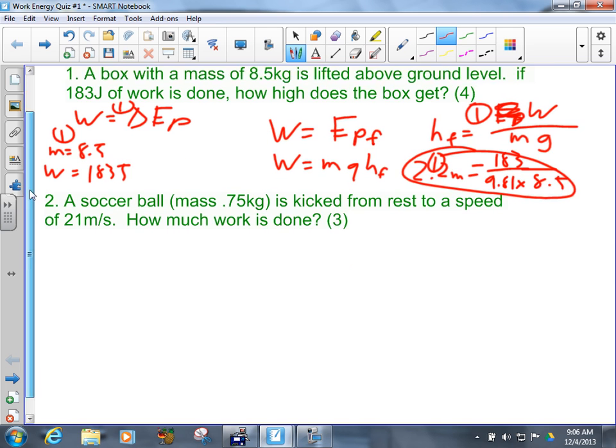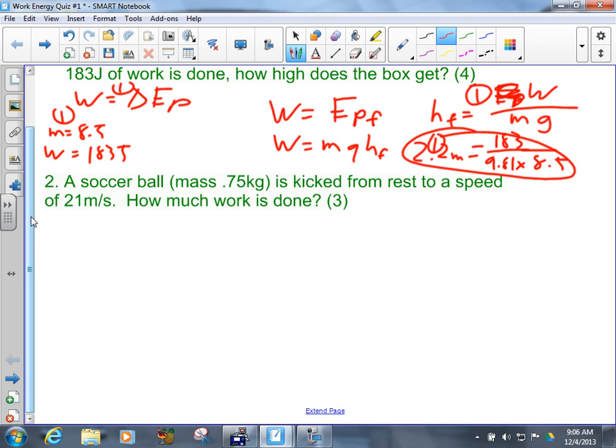All right, and then the second question. A soccer ball with a mass of 0.75 kilograms is kicked from rest to a speed of 21 meters per second. So, givens: 0.75 kilograms for mass, final velocity or final speed, 21 meters per second. We're looking for the amount of work done. Give them a mark for that.